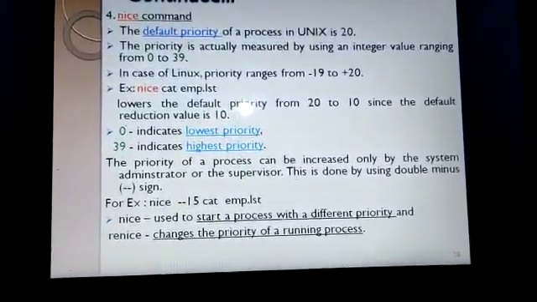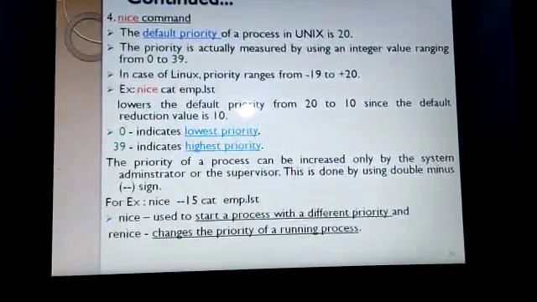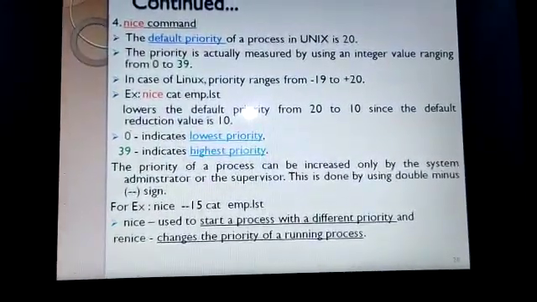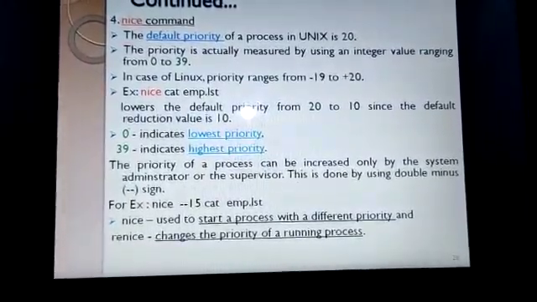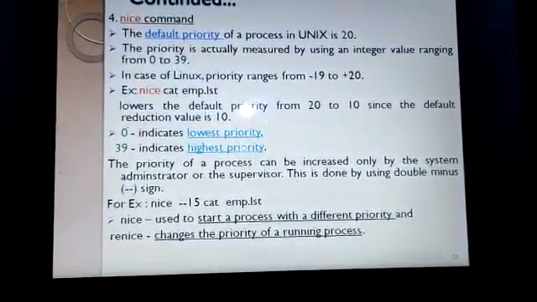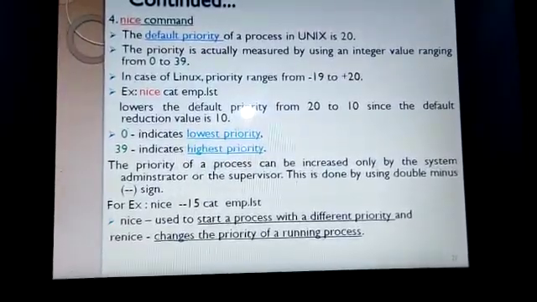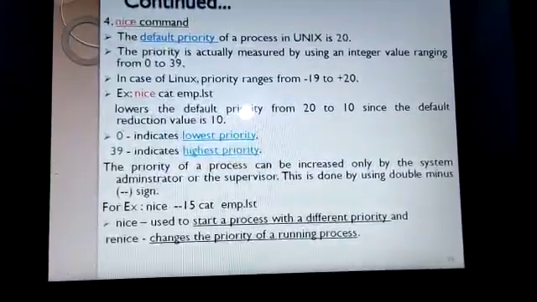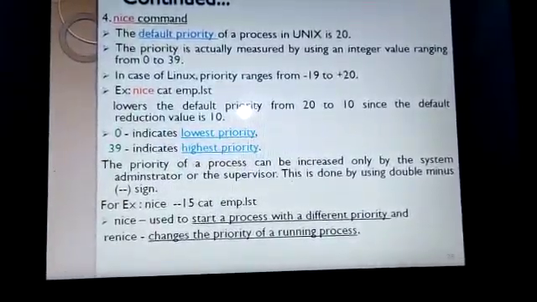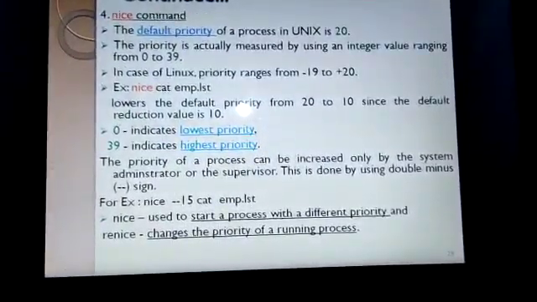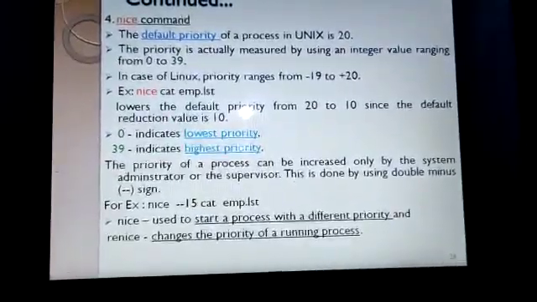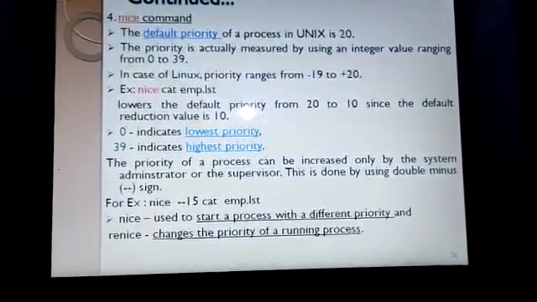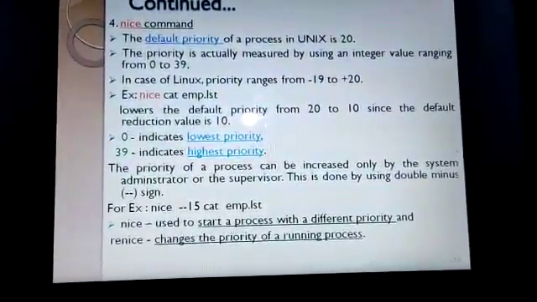Let us see. The default priority of a Unix process is 20. Remember girls, the default priority of a process in Unix is 20. The priority is measured using an integer value ranging from 0 to 39. In case of Linux, priority ranges from -19 to 20, but in case of Unix, the default is 20. It is actually from 0 to 39, that is up to 40. The middle one is 20, that is your default value.